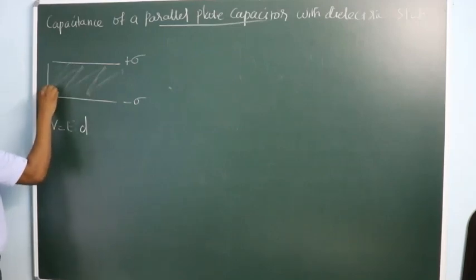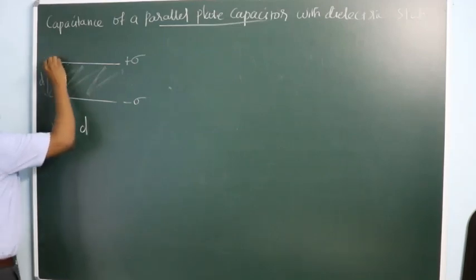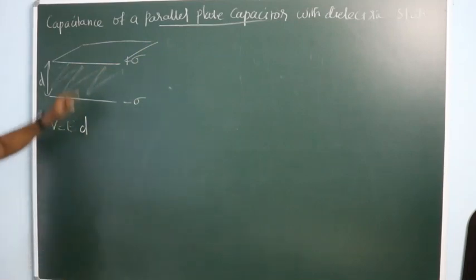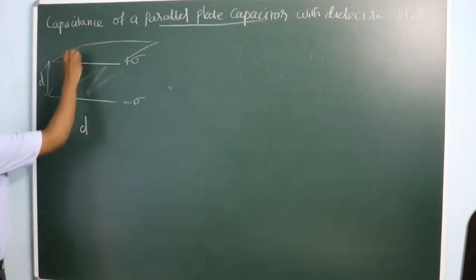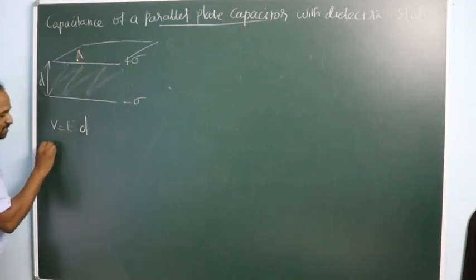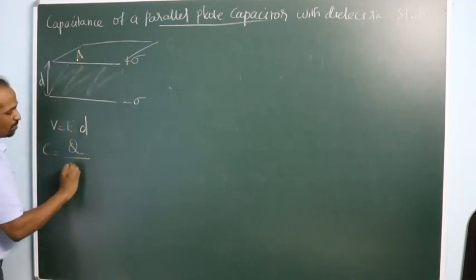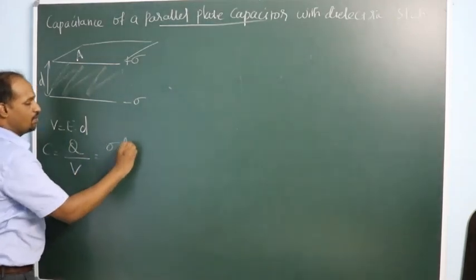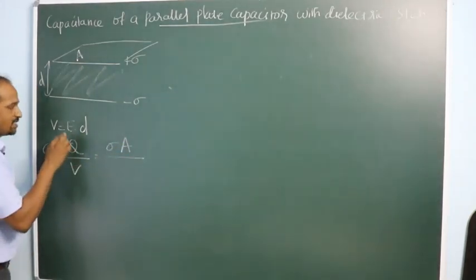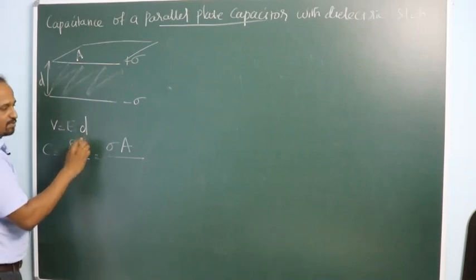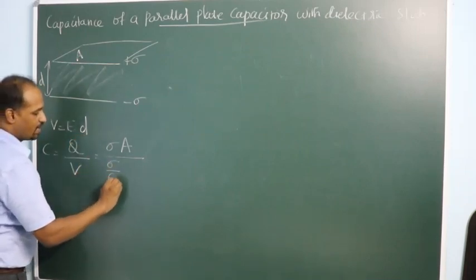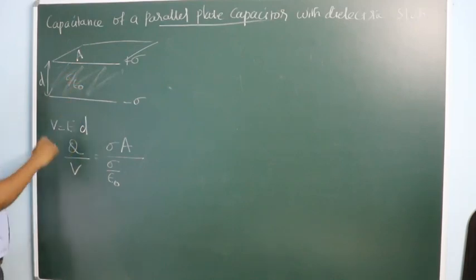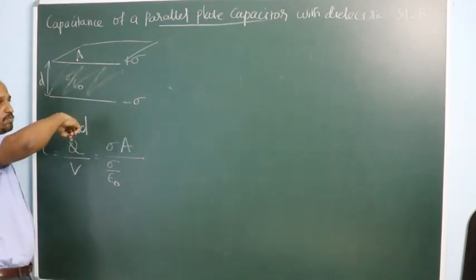If the distance of separation between the plates is d and the area of both the sheets is A, then the capacitance is equal to charge by potential difference. Charge is equal to charge density into area, and potential is electric field into the distance between them. Electric field is sigma by epsilon naught, because between the sheets it is sigma by 2 epsilon naught plus sigma by 2 epsilon naught.